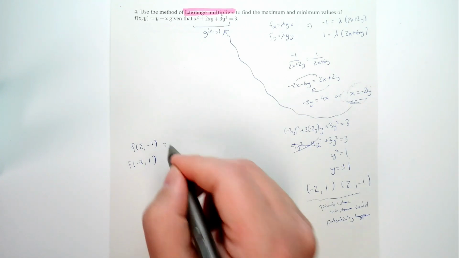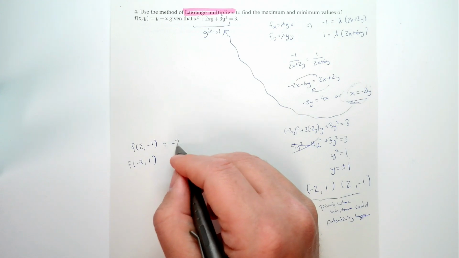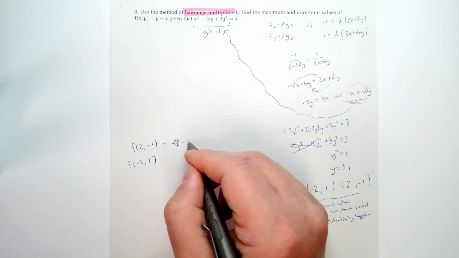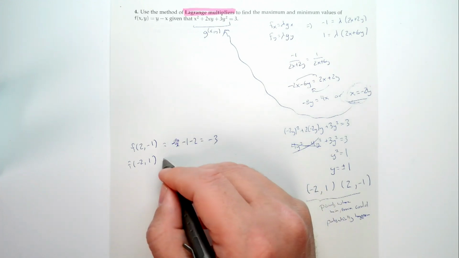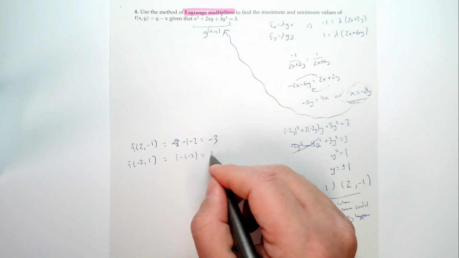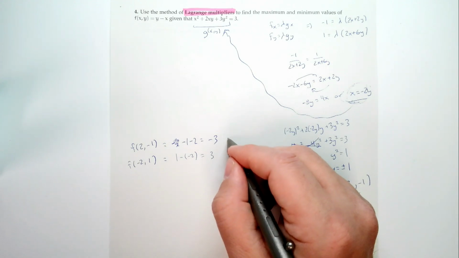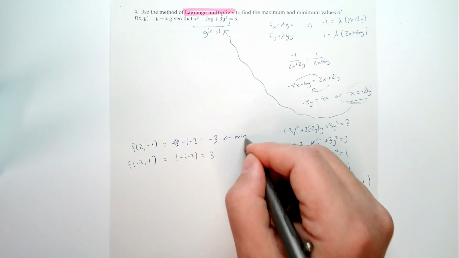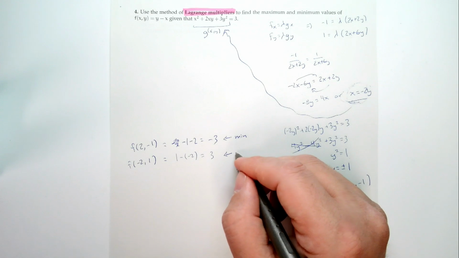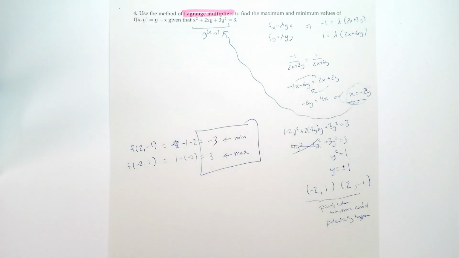So when we plug in 2, negative 1, what do we get? Well, we get y minus x, negative 3. Negative 2, 1, we get y minus x, positive 3. And we say, all right, look on our list, which one's the smallest? Well, negative 3, that's our min. Which one's the largest? Positive 3, that's our max. And that's our answer. Negative 3, positive 3. Life is good. All right.